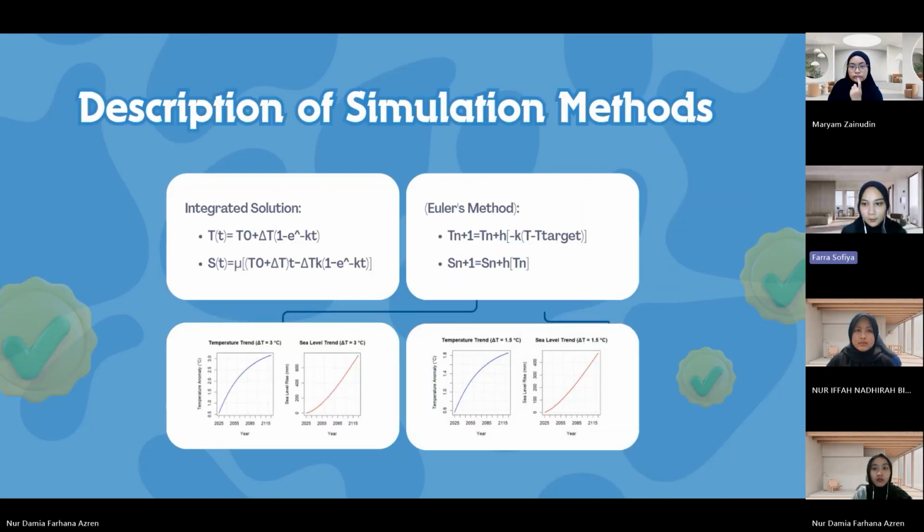To solve this system, we use both analytical and numerical methods. Analytically, we solve the temperature equation as a first order linear ODE using an integrating factor, then substitute into the sea level equation to obtain exact formulas. For long-term projection, we apply Euler's method with a step size of h equals 1 year and program the equation in R. This allows us to calculate and visualize the sea level trends over 100 years.